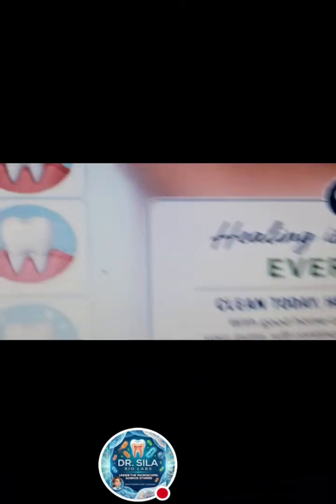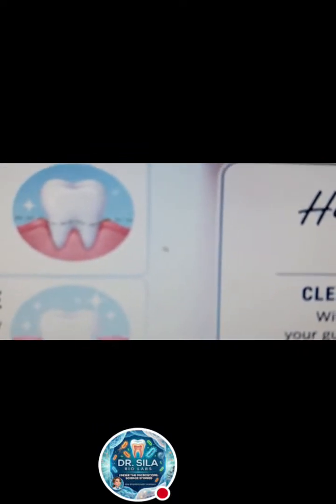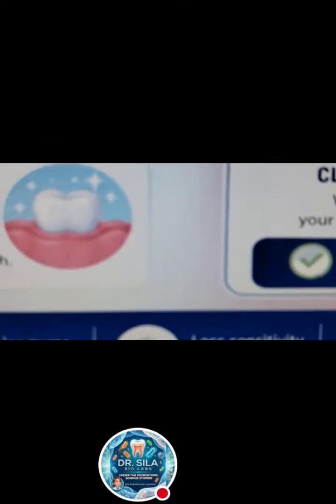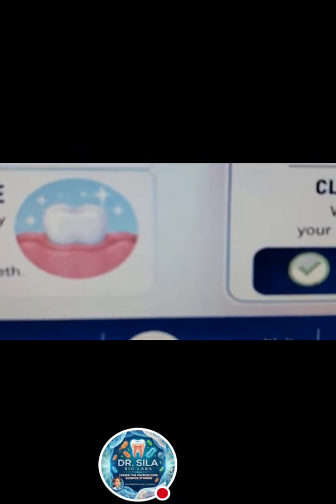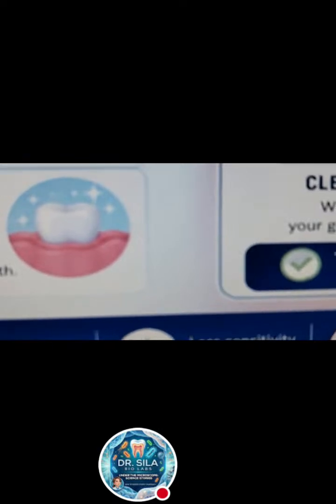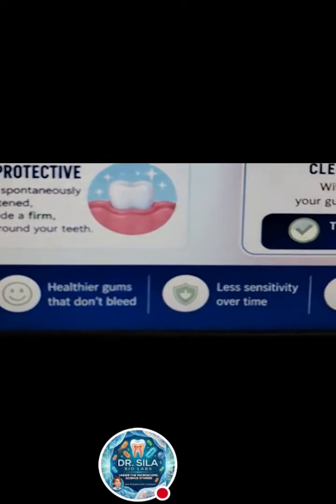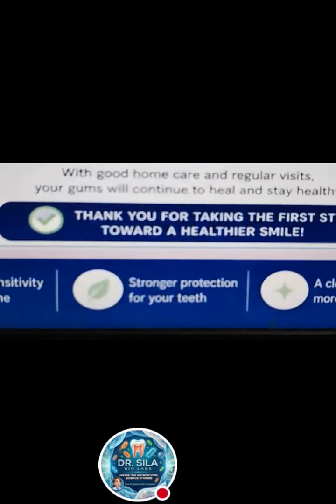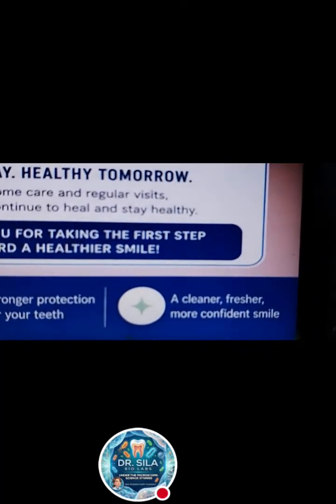Bacterial toxins are gone. Gums are healthy and strengthened, strong, healthy, and protective. While destroyed bone cannot spontaneously grow back, your healthy, tightened, infection-free gums will provide a firm, strong, and protective seal around your teeth. Healthier gums don't bleed, there is less sensitivity, and stronger protection over time. A cleaner, fresher, more confident smile.